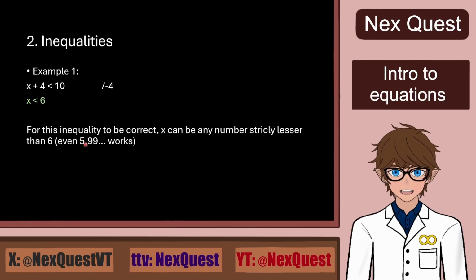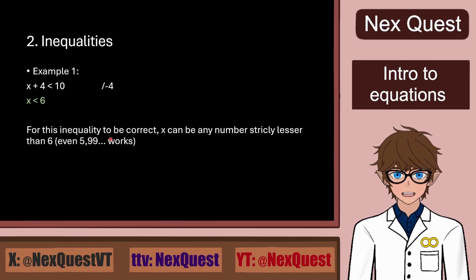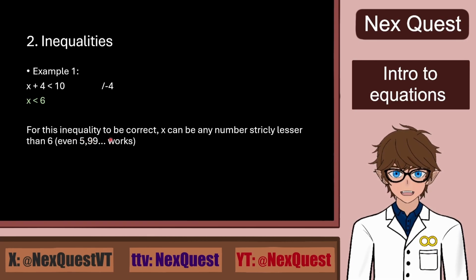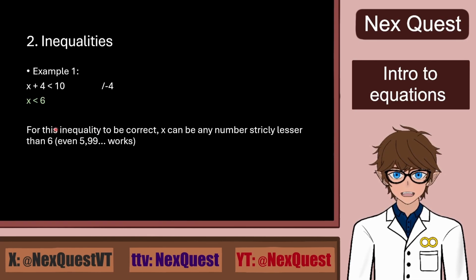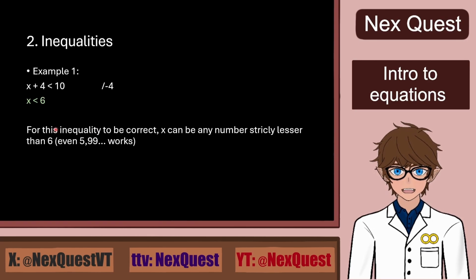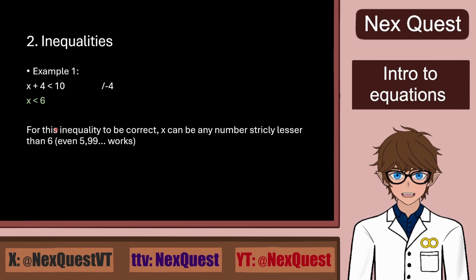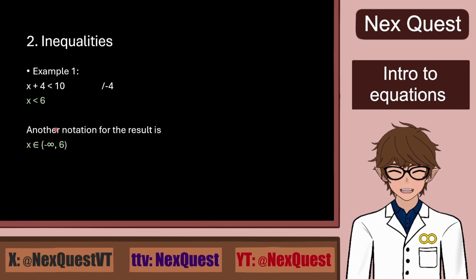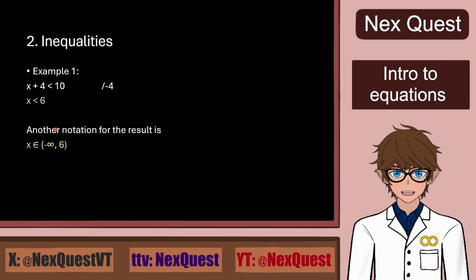So 5.9 repeating works. Any number that is below 6 and isn't 6 itself works. No matter how close to 6 you get, as long as it's not exactly 6, you're fine. There is also another notation for that, which is called an interval. It's x is an element of numbers between minus infinity and 6.